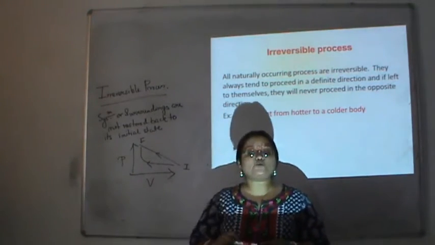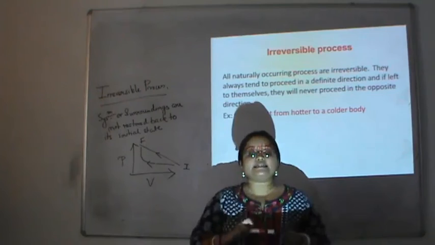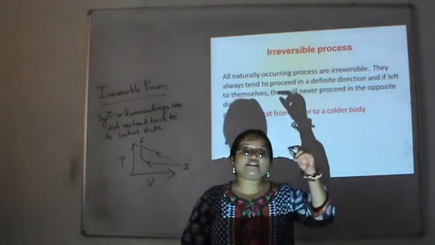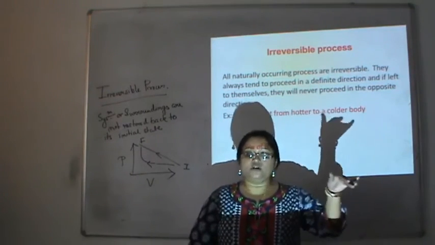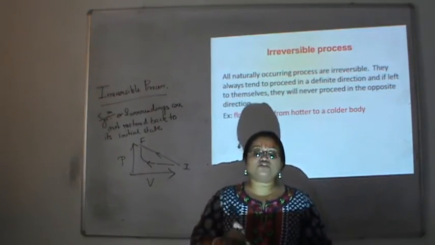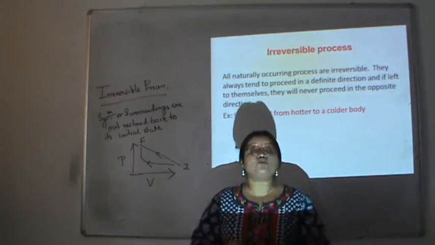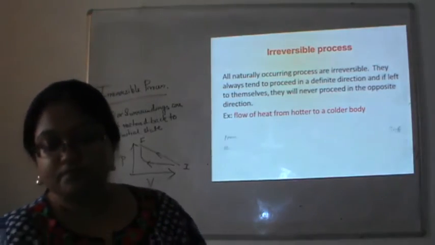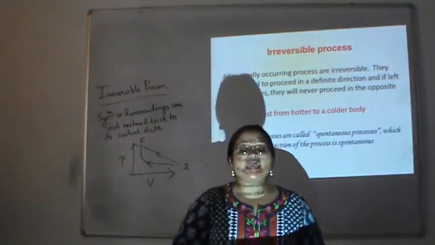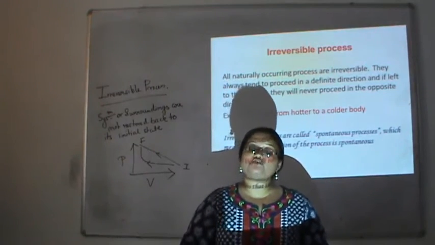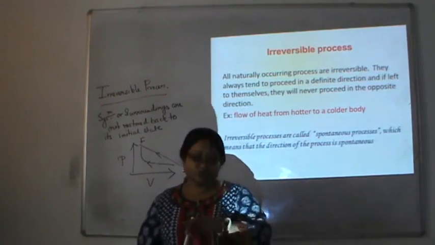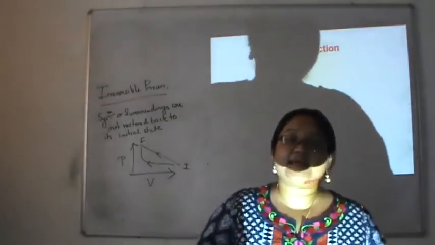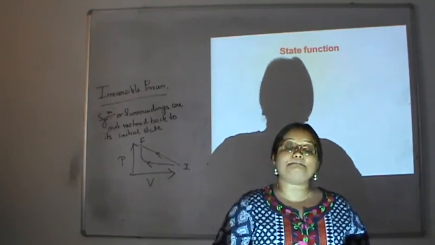Natural processes are irreversible. They always tend to proceed in a definite direction. If left to themselves, they will never proceed in the opposite direction. Always water flows down. Flow of heat from hotter to cold body. These are irreversible processes. Irreversible processes are called spontaneous processes, which means that the direction of the process is spontaneous. Now, we have to discuss another thing, that is state function and path function.